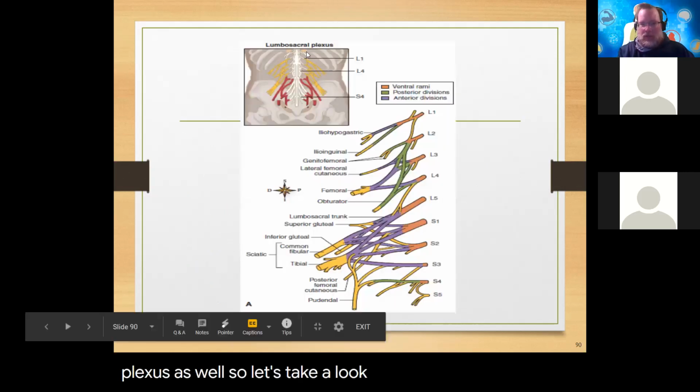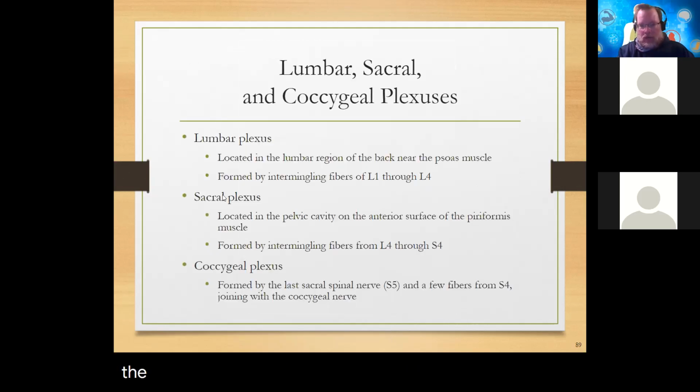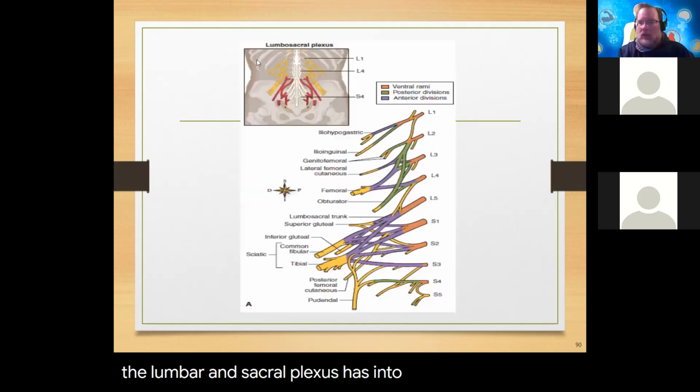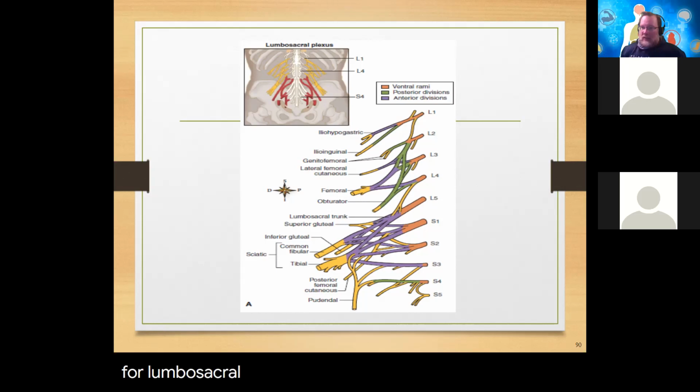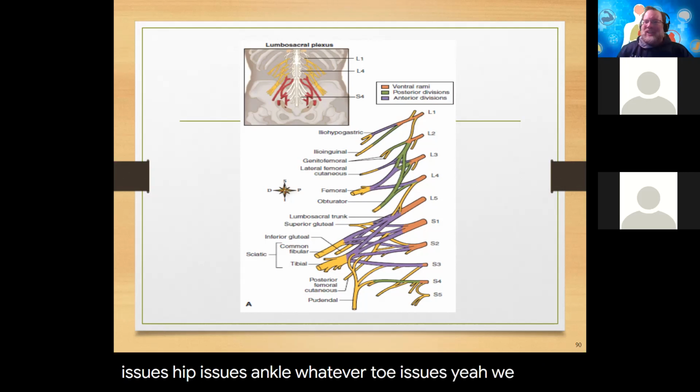So let's take a look at, we typically combine the lumbar and sacral plexuses into what we call the lumbosacral plexus. So one of the main nerves that we would see is this one here, the sciatic nerve. So that's really the key features for lumbosacral plexus. Just like we saw with the brachial plexus feeding the arms, lumbosacral plexus is going to feed the hips and the legs.